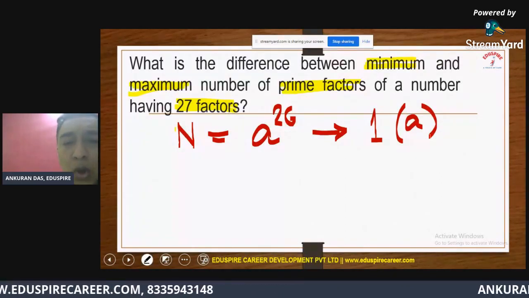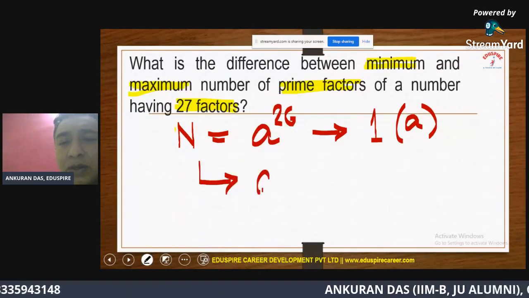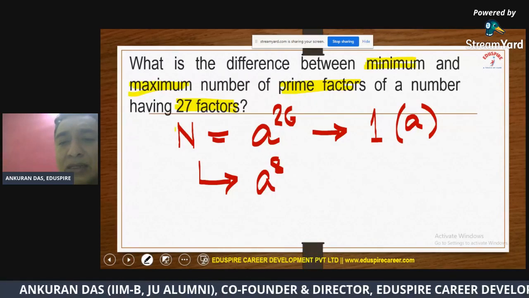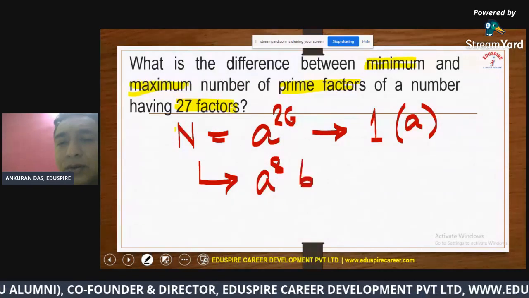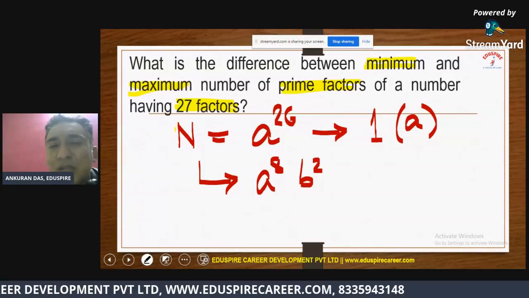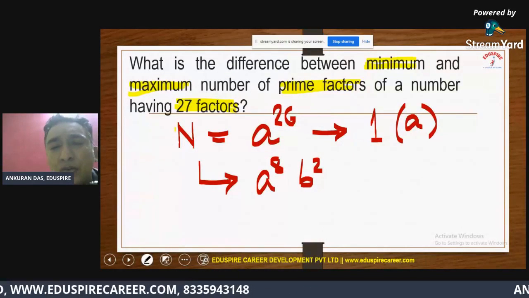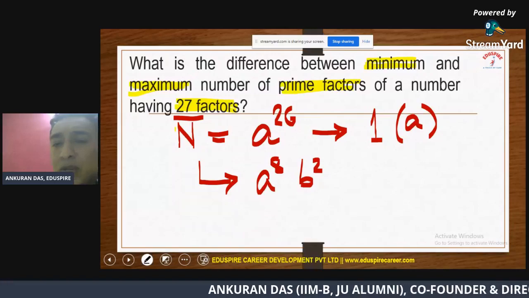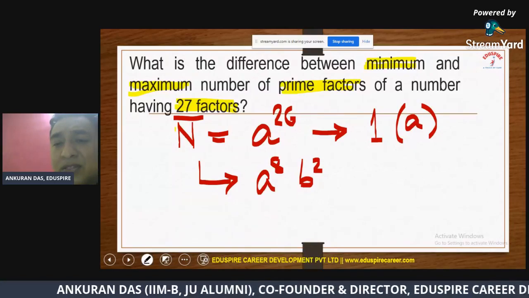While I could also express this number as a to the power 8 into b square, think about it. How many factors will it have? That is (8 plus 1) into (2 plus 1), which is 9 into 3. Again, it will have 27 factors, right? So how many prime factors does it have in that case?